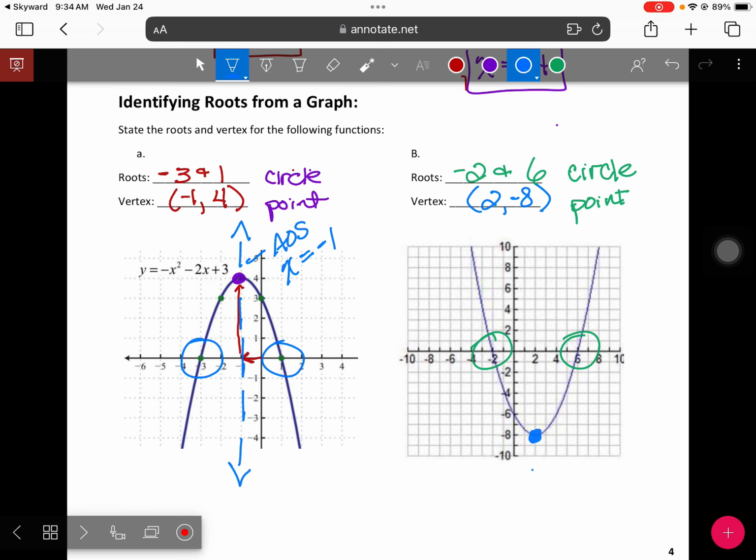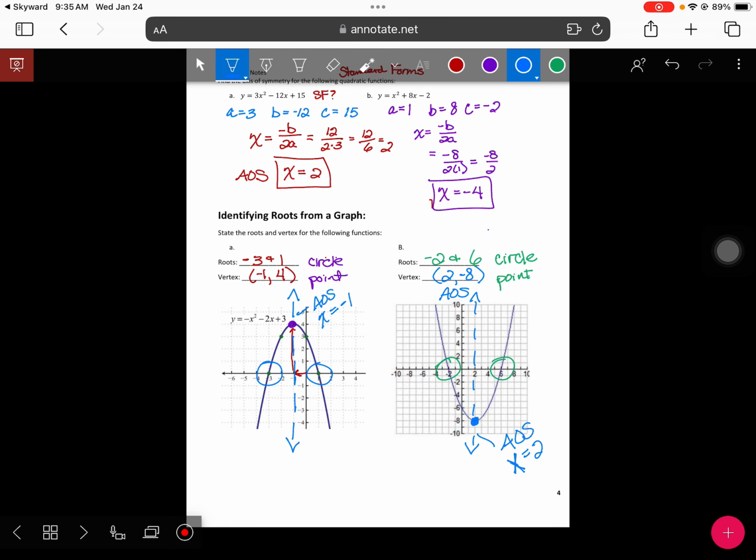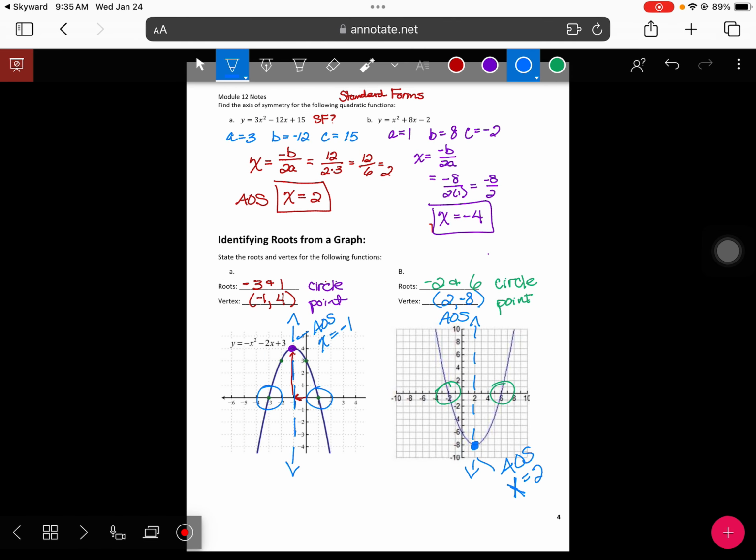And what is my axis of symmetry? -2? It's not just 2. We have to be very precise. It's a line, right? So, what is it? X equals 2. X equals 2. All right? Any questions about anything on this page?